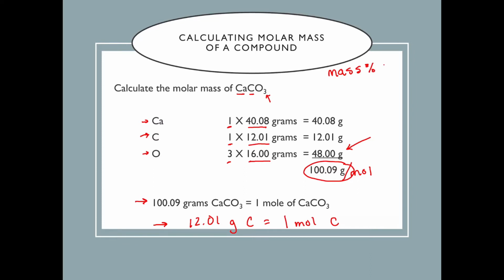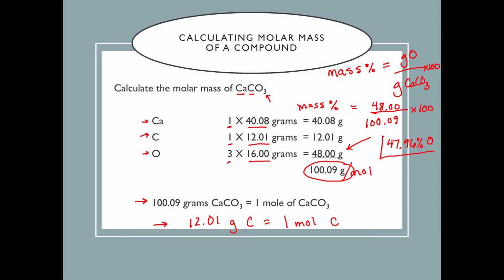So when we're doing the mass percent of oxygen, we're going to do the mass of oxygen. So we're essentially doing grams of oxygen over grams of calcium carbonate, and then we'll multiply by 100. So our mass percent is going to be our mass of oxygen, that's our 48 grams, divided by our molar mass of the compound, times 100. And when we multiply all that out, and again, rounding for significant figures, we should have 4 out of this one, we are going to get 47.96% oxygen. So that's our mass percent.